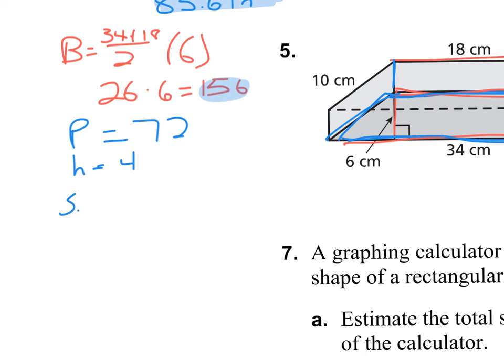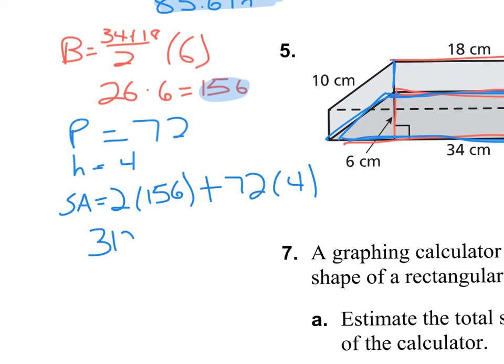So we have surface area is equal to 2 times my base, which we got was 156, plus my perimeter times my height. So 2 times 156 is 312, plus 72 times 4, which is 288. And then we add those together, and you get 600 centimeters squared.